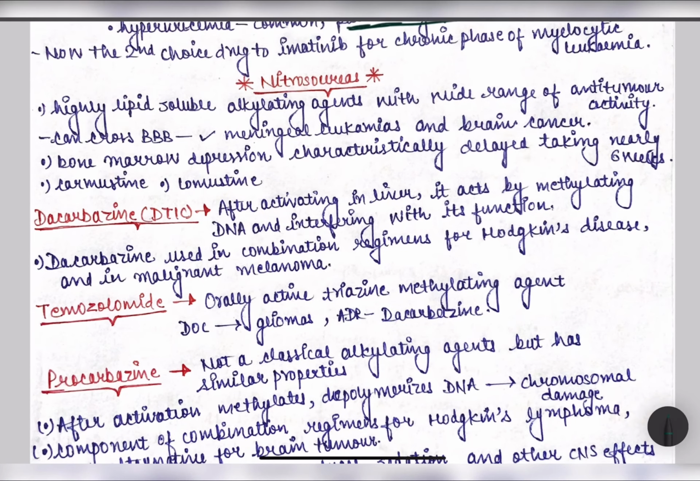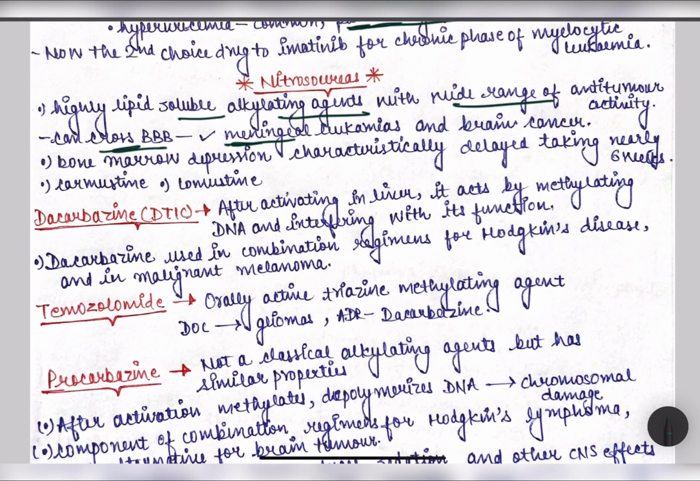Okay, now the nitrosoureas. These include carmustine, okay, lomustine, and semustine, and the question asked is which of the alkylating agents can cross the blood brain barrier. So they are highly lipid-soluble alkylating agents with a wide range of antitumor activity, and they can cross the blood brain barrier, so they can be used in meningeal leukemia and brain cancer. This question has been asked.